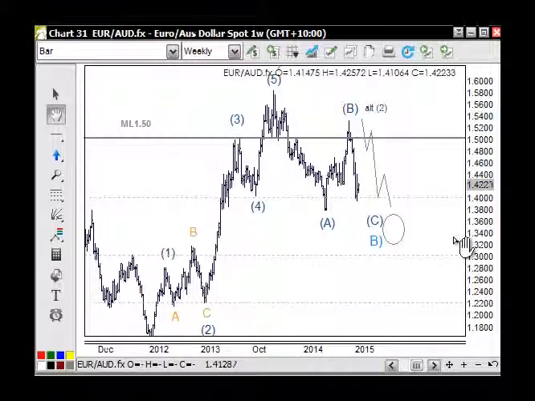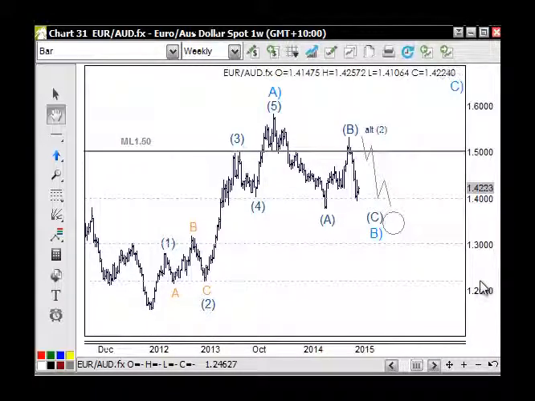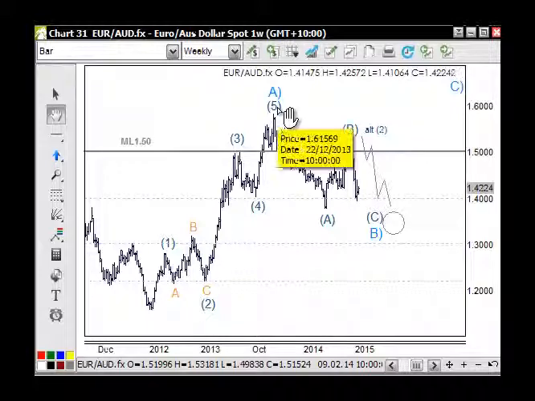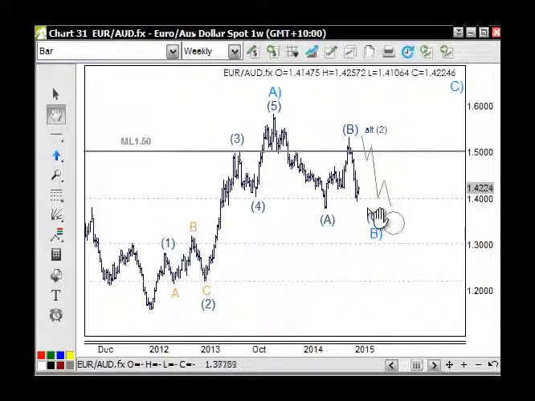The Euro Australian. Okay, so once again here we're looking for completion of wave C here. So from the medium level here, 150, I've got the arrival, the reaction, the first high above the level as wave 5, and then we're looking down as an A and a B and a C wave through to here.